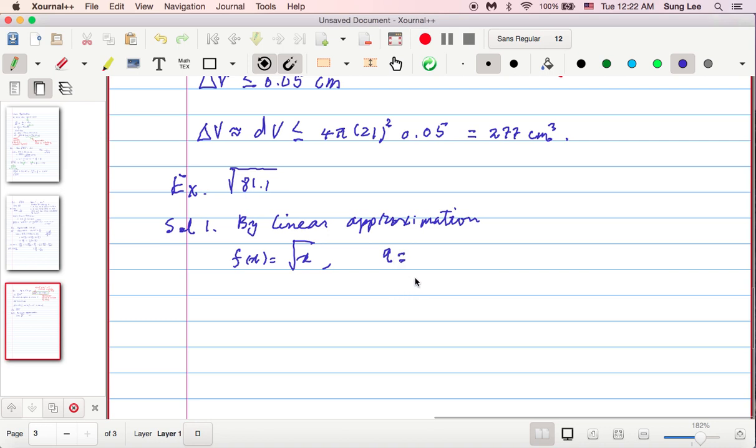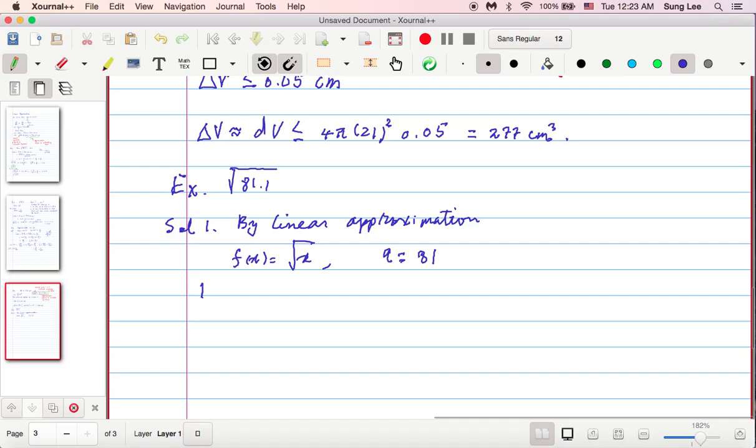Again, having those two criteria I mentioned earlier: a has to be close to the x value, which is 81.1, and also a has to be good enough so that the square root of a, which is f of a, and 1 over 2 times the square root of a, which is f prime of a, can be calculated easily by hand. The number that satisfies those two criteria is obviously 81, right? 81 is a perfect square, 9 squared.